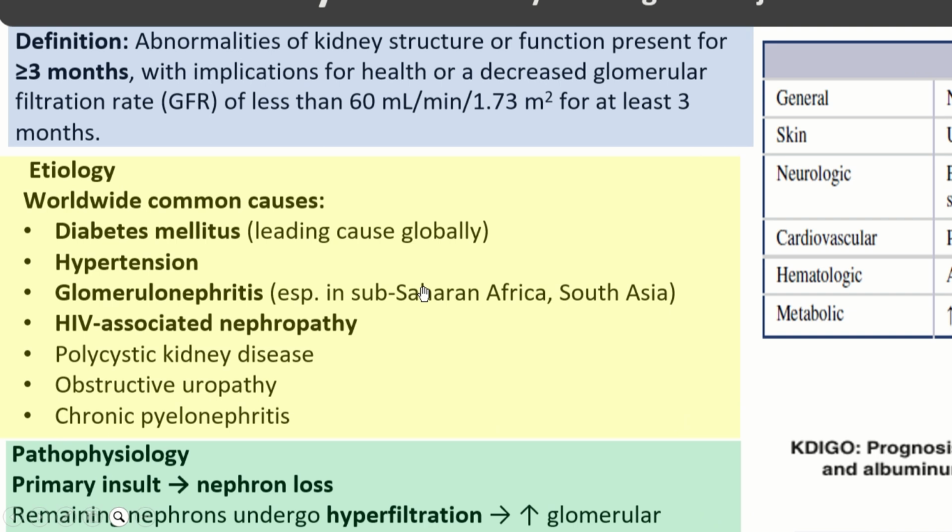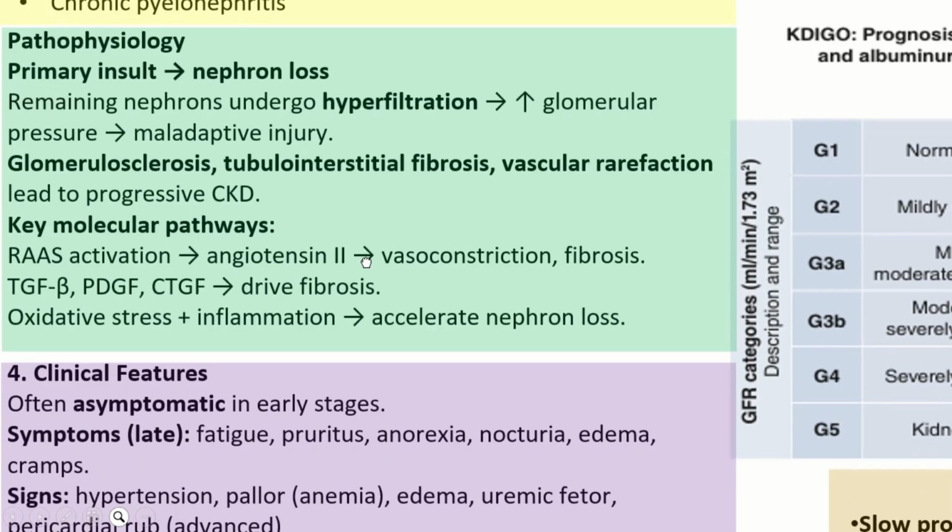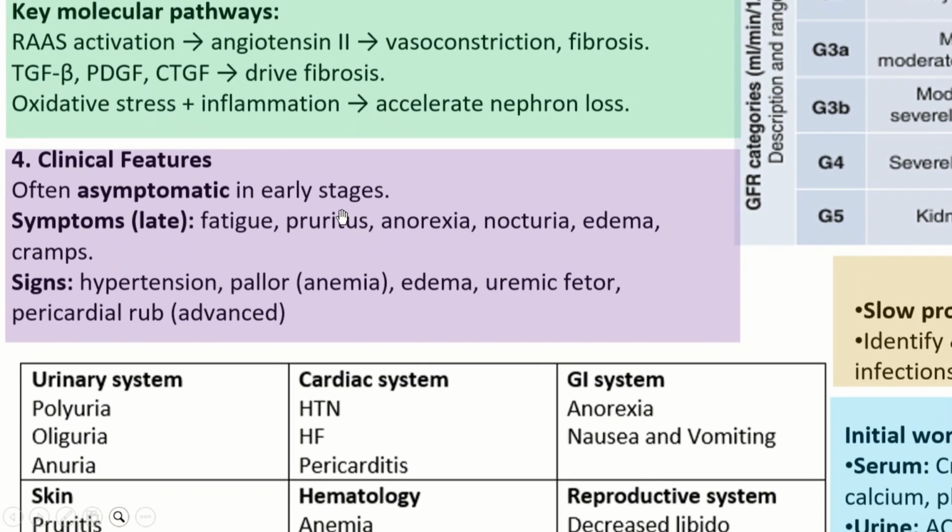So we have some of the causes of chronic kidney disease. The common causes are diabetes mellitus, which is the leading cause, hypertension, glomerulonephritis, HIV-associated nephropathy, polycystic kidney disease, obstructive uropathy, and chronic pyelonephritis. And obstructive uropathy is among the leading causes in children, glomerulonephritis in Black people, and diabetes mellitus is common worldwide.